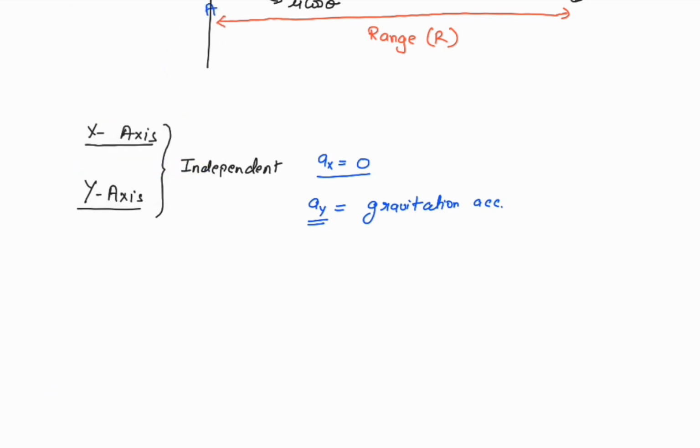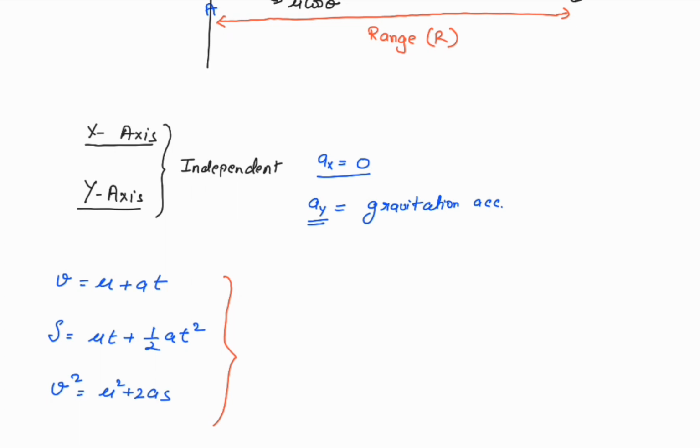Okay. What are the three equations of straight line motion? We know now. The first one is v equals u plus at. The second is s equals ut plus half at squared. And the third one is v squared equals u squared plus 2as. Okay. These are the three equations that we are going to use for projectile motion.